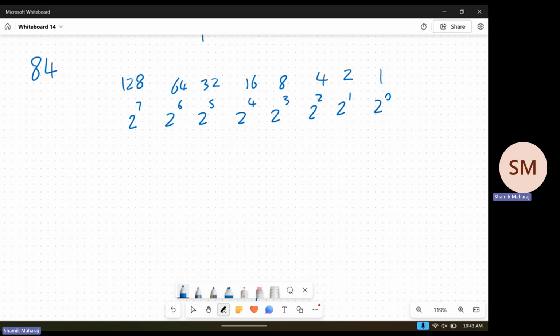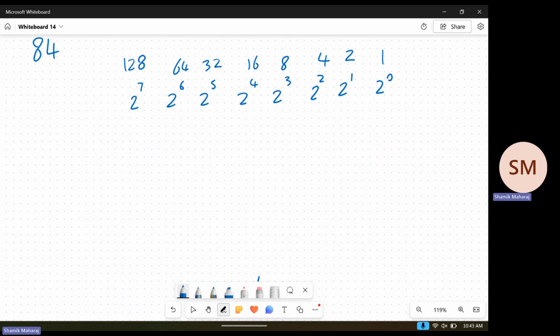128. So that's all we need. So 128 is bigger than 84, so we can stop. We don't have to go further with that. Okay, so I'm going to open up my calculator here just to keep checking as we go along.